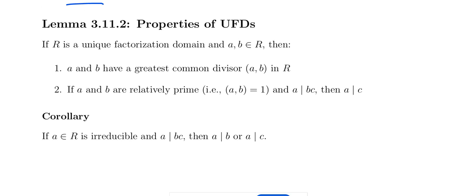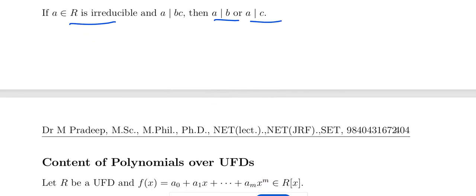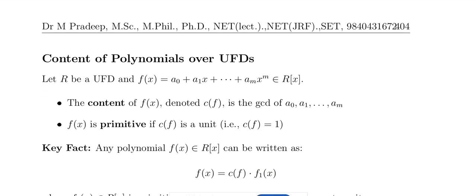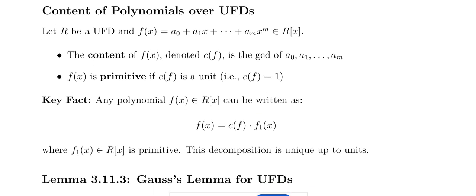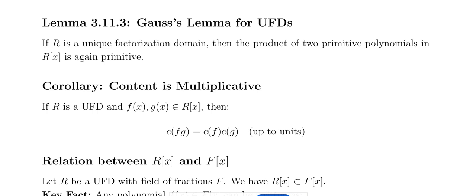Let R be a unique factorization domain, and a, b belong to R. Then a and b have a greatest common divisor. If a and b are relatively prime and a divides bc, then a divides c. Suppose a is irreducible and a divides bc, then a divides b or a divides c. You definitely have to study this; it is a very important result. The content of the polynomial and the GCD were already discussed, along with the Gauss lemma for unique factorization domains.